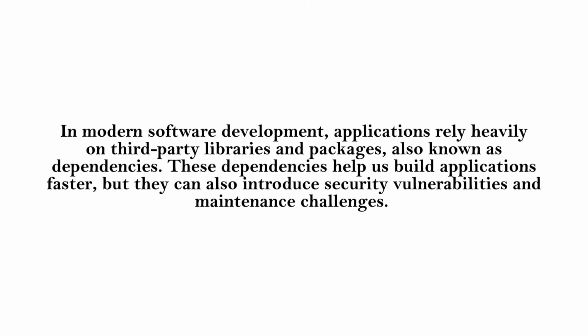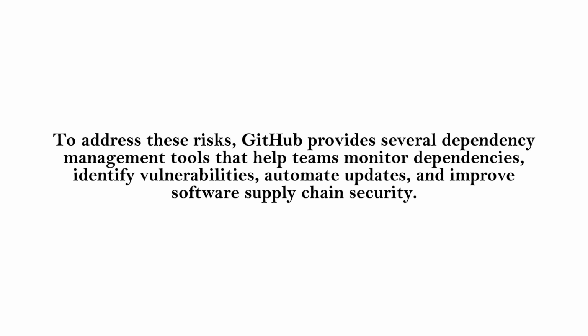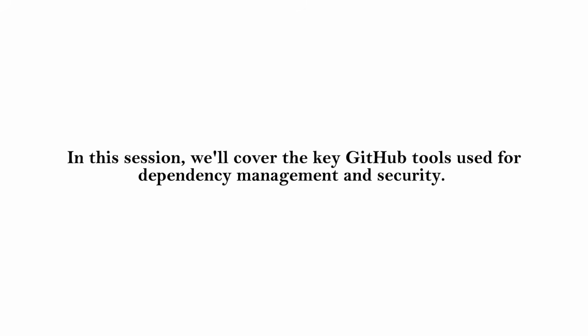In modern software development, applications rely heavily on third-party libraries and packages, also known as dependencies. These dependencies help us build applications faster, but they can also introduce security vulnerabilities and maintenance challenges. To address these risks, GitHub provides several dependency management tools that help teams monitor dependencies, identify vulnerabilities, automate updates, and improve software supply chain security. In this session, we'll cover the key GitHub tools used for dependency management and security.